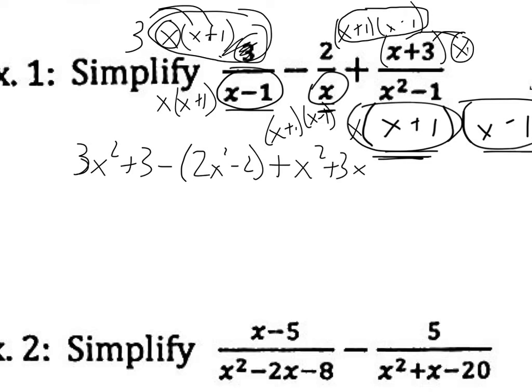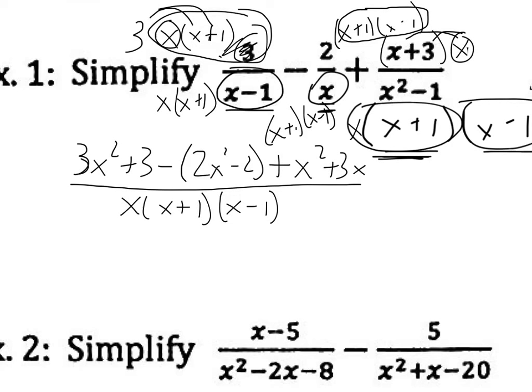Okay, so I got common denominators for all these things. Now, all of that is over the new denominator. You don't need to multiply it together. Just leave it as x, x plus 1, x minus 1.